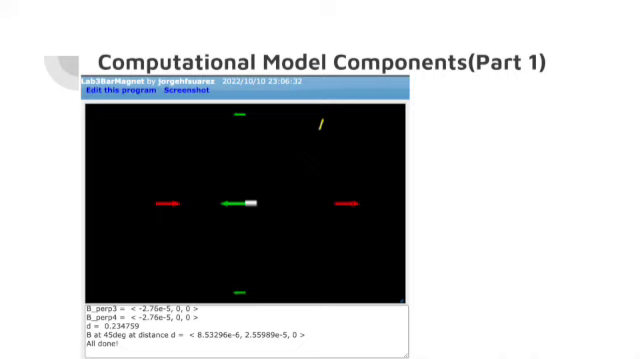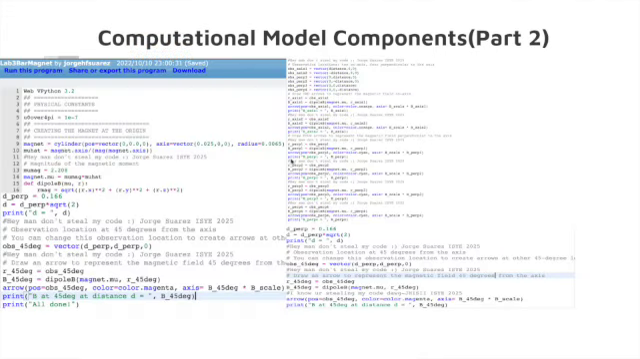Computational model components. I changed the color of all of my vector arrows just in case somebody wants to steal my screenshots. And computational model components, and if you're trying to steal my code, I put a surprise in there.